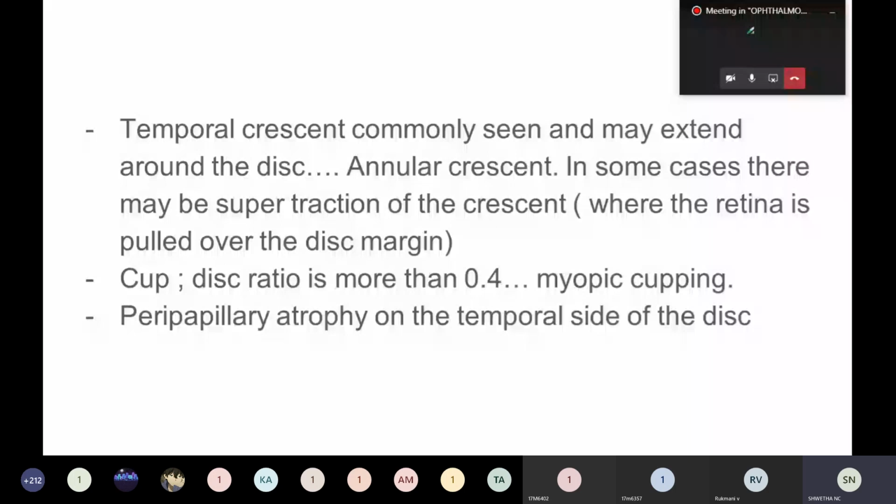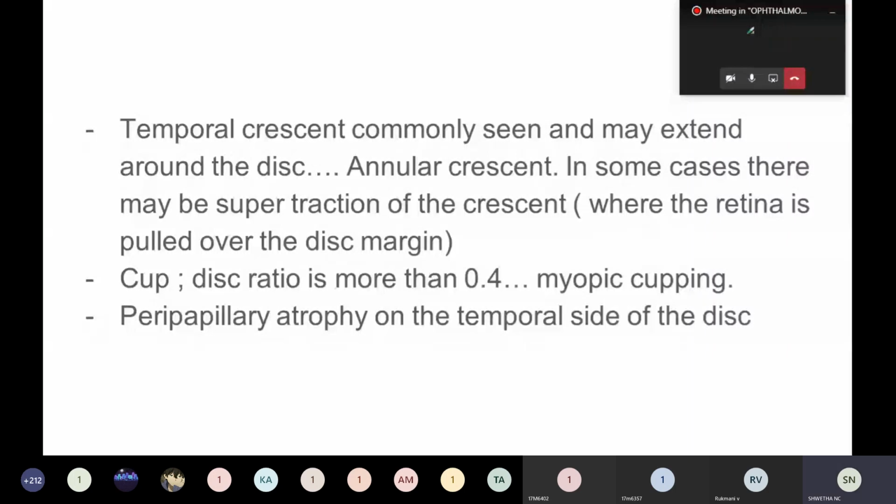In glaucoma, I think we already covered some: how do you identify the fundus changes in glaucoma? You have to know how to differentiate myopic cupping from glaucomatous cupping. In myopia, except for the cup disc ratio, there are no other abnormalities. But in glaucoma, you see many other signs. Here only the cup disc ratio is more, and we call it myopic cupping. And there you can see a peripapillary atrophy on the temporal side of the disc.